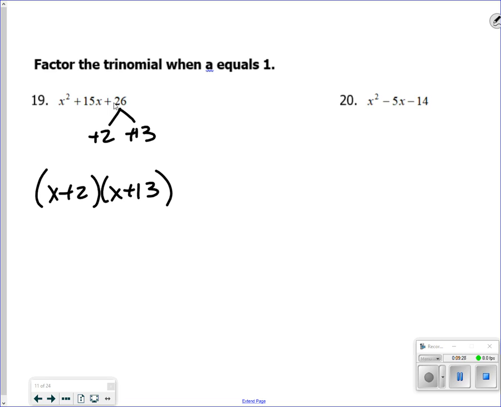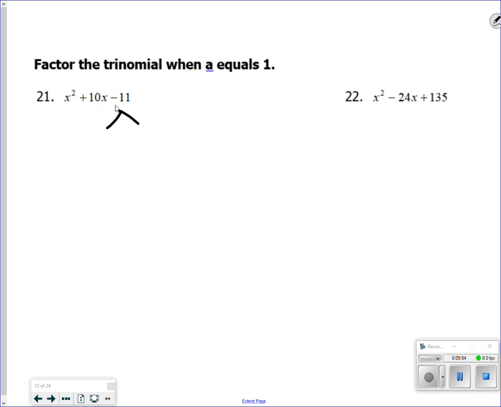So the next one, no number in front. I'm stressing that. There is no number in front of the x squared. So how I factor that is different than how I would factor something that does have a number in front. So factors of negative 14 that would get you negative 5 would be negative 7 and 2. And then I turn those into my factors, my parentheses.